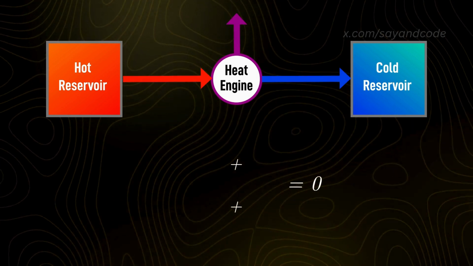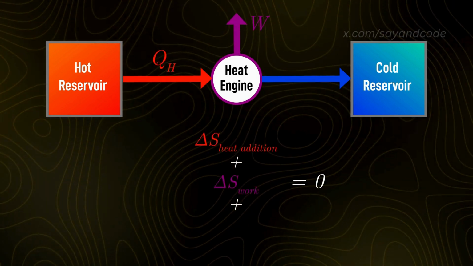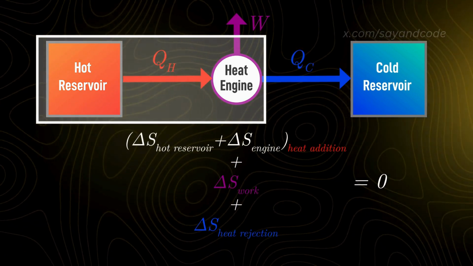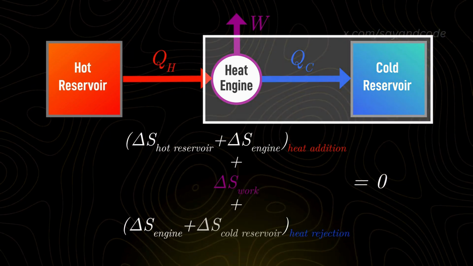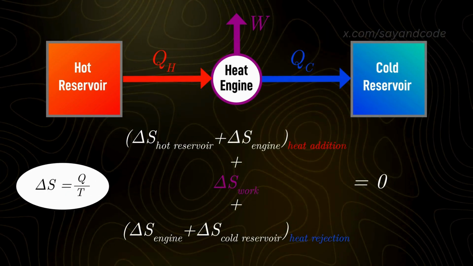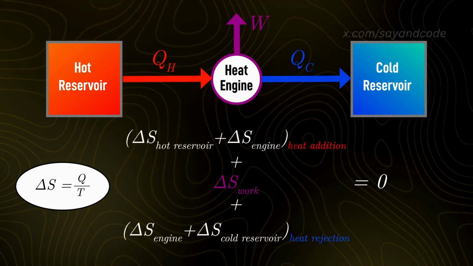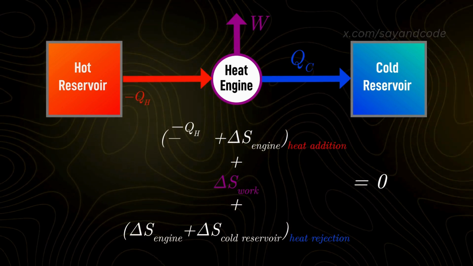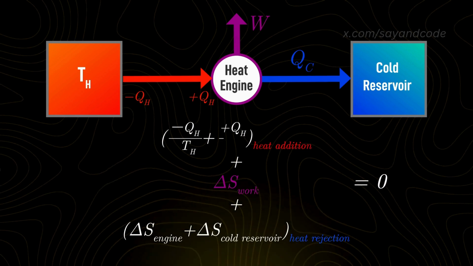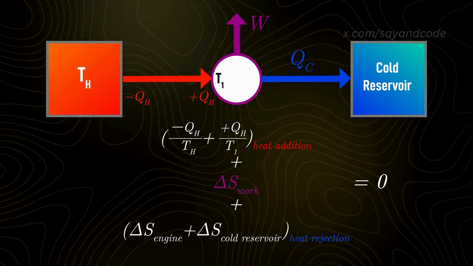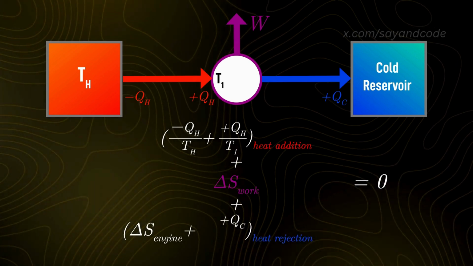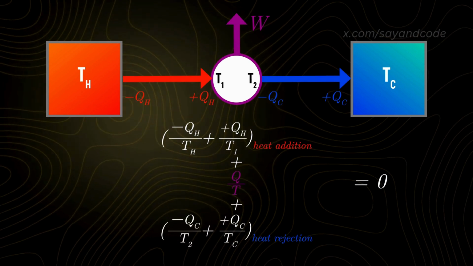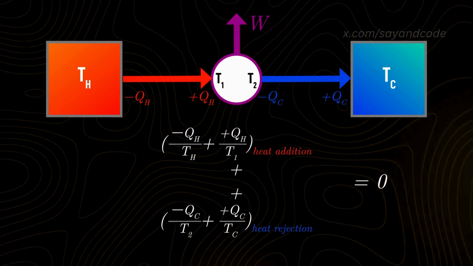Here there are 3 main processes: heat addition, work extraction, and heat rejection. Heat addition happens between the hot reservoir and the engine, and heat rejection happens between the engine and cold reservoir. We can use the equation delta S equal to Q by T to calculate the individual entropy changes. Here, heat QH is lost from the hot reservoir at temperature TH and absorbed by the engine at some temperature T1. Similarly, heat QC is absorbed by the cold reservoir at temperature TC and lost by the engine at some temperature T2. The work extraction happens without any heat transfer, so it can be removed.